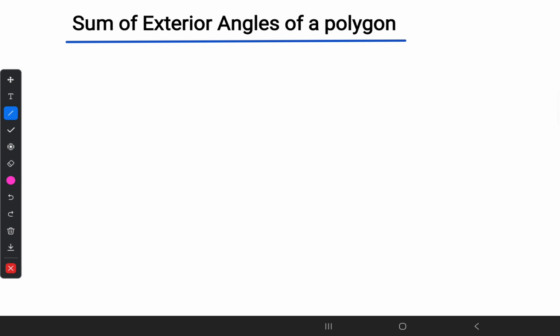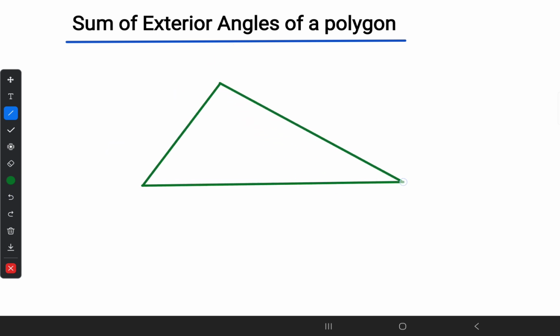Sum of exterior angles of a polygon. For that, first of all, I have to draw a triangle. So I'll draw a random triangle like this. When we extend each side, I'm going to extend this side, this side, and this side as well.